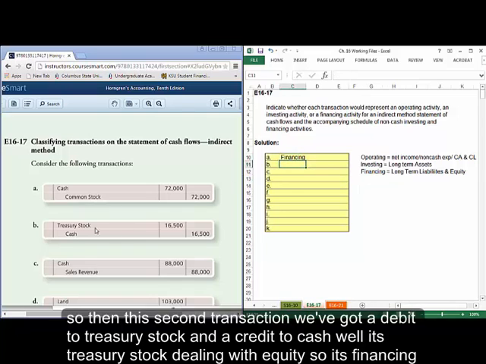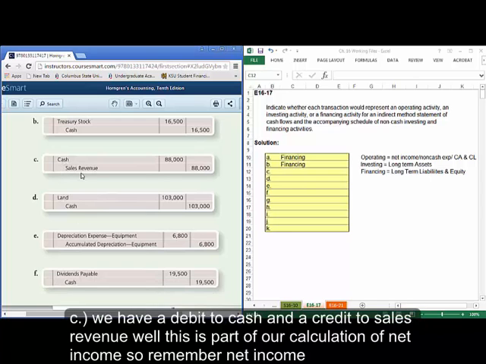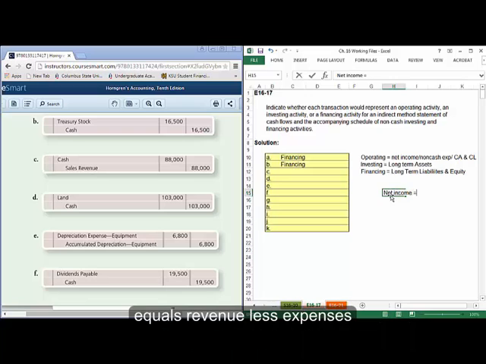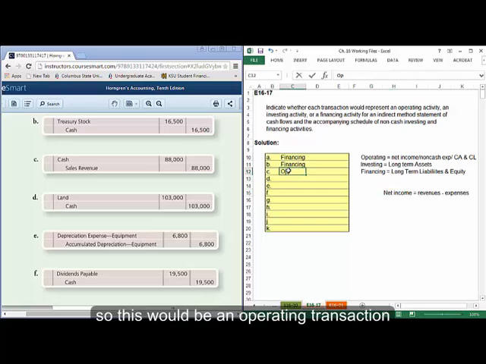Okay. So then this second transaction, we've got a debit to treasury stock and a credit to cash. Well, it's treasury stock dealing with equity. So again, it's financing. Okay, let's look at C. C, we have a debit to cash and a credit to sales revenue. Well, this is part of our calculation of net income. So remember, net income equals revenues less expenses. So revenue is part of net income, which goes in operating. So this would be an operating transaction.